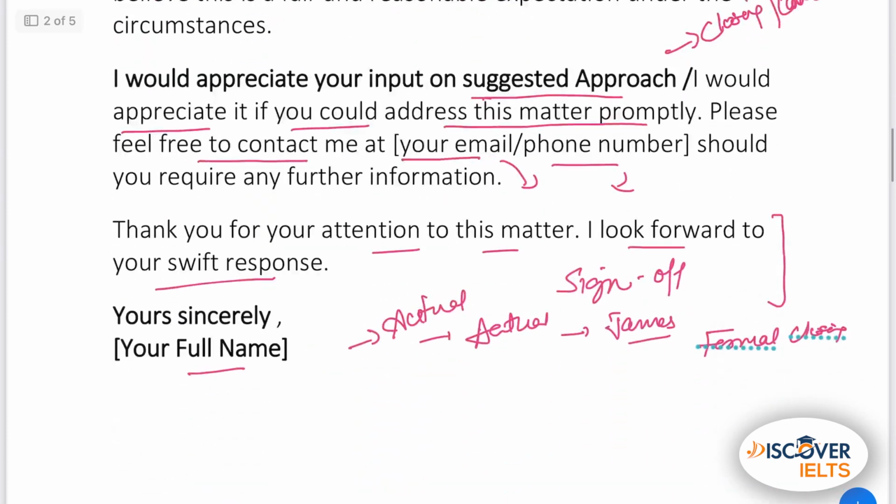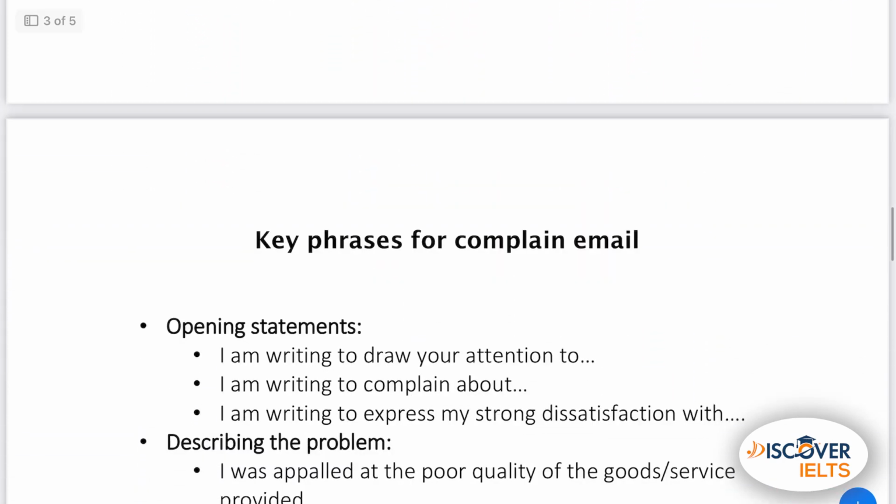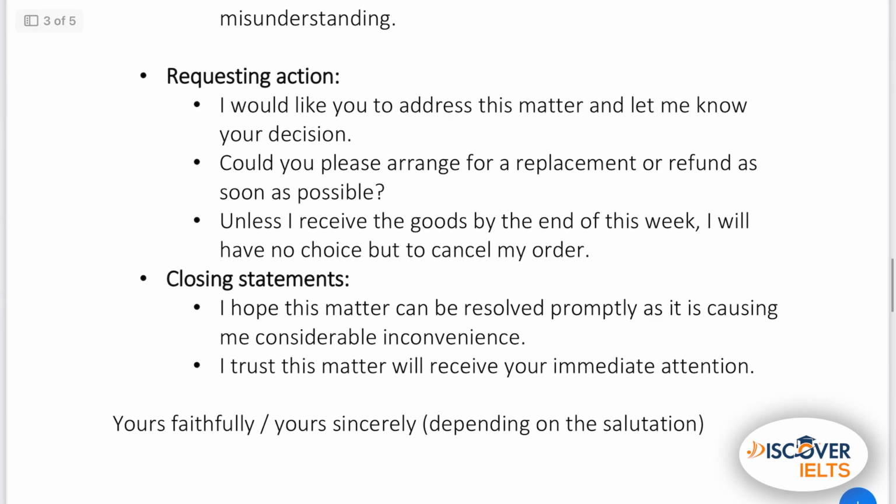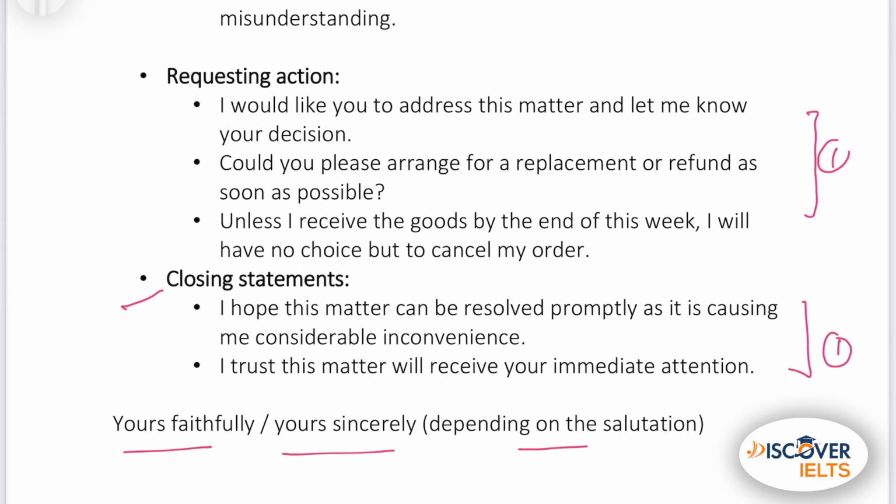Fine. So let's talk about some important key phrases for a complaint email that you can use at the time of opening, describing a problem, and requesting action. These are three sentences that you can use for the opening statement. You can use any one of the sentences. For describing a problem, out of these three, you can use one. For requesting action, there are another three points. You can use one of them. For the closing statement, out of these two, you can use one. Finally, yours faithfully or yours sincerely depends upon the salutation.